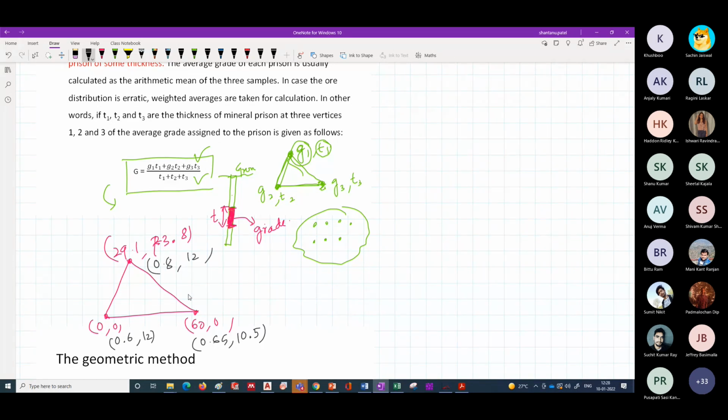So can you calculate what is the quantity of ore here? So all are in meters, okay? And let's say the grade is in grams per meter cube. So we are exploring some gold kind of thing, and this is what we got.